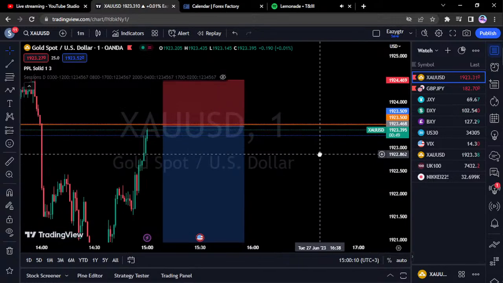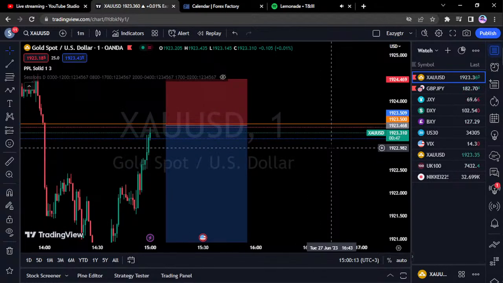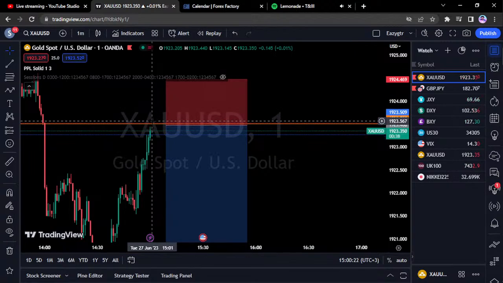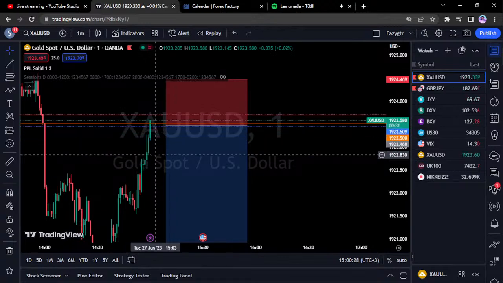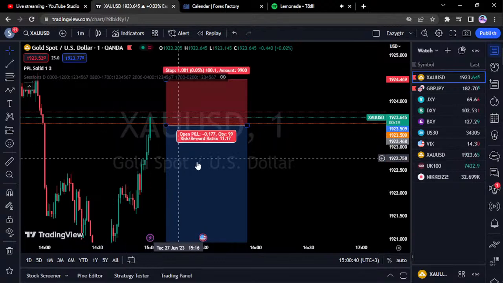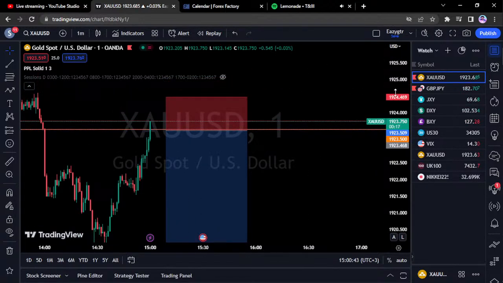So price is slowly coming towards our area of interest. So let's monitor price action. If it gives us a signal to enter, we are going to execute. So we are currently not in a trade, just patiently waiting for price action to align in our favor before we can execute.